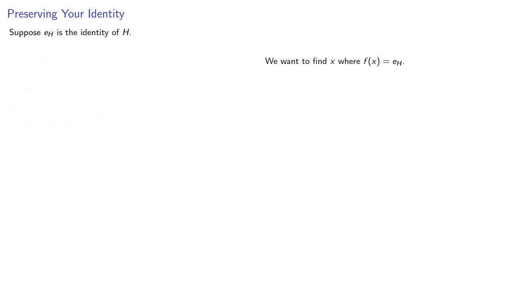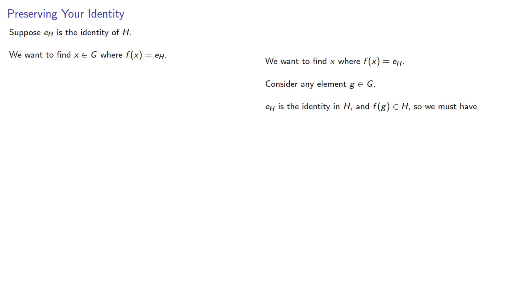So suppose e_H is the identity of H. We want to find an x in G where f of x is the identity in H. So let's think about this. Consider any element g of our group G. e_H is the identity in H, and f of g is an element of H. And so we must have e_H times f of g has to be f of g, and f of g times e_H has to be f of g.